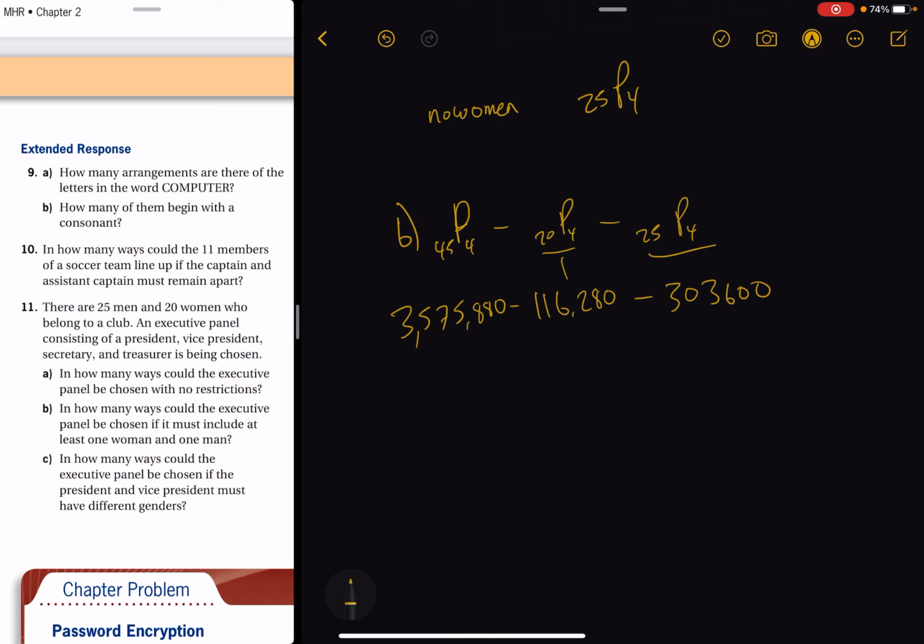And you've got to think about it like this. If this is all committees, and this is no man committees, and this is no woman committees, basically all man, right? So they're not going to hit. So we subtract them. Make sense?